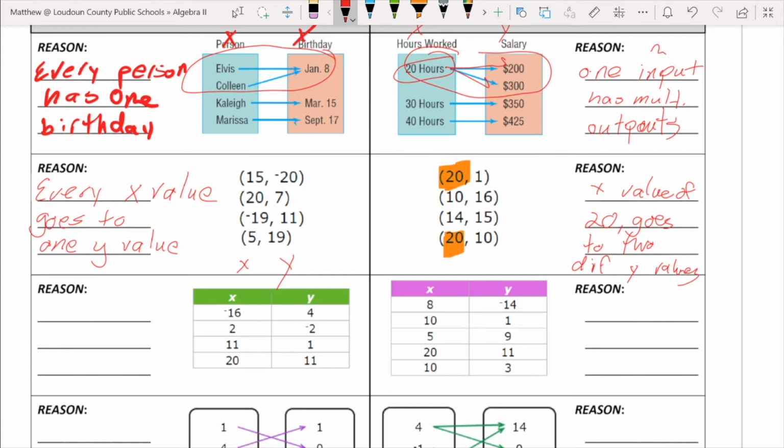All right, give me a second. Flip my monitor here. Hopefully this doesn't mess up anything. Okay. All right, now the reason for the next one. Okay, let's look at this one.